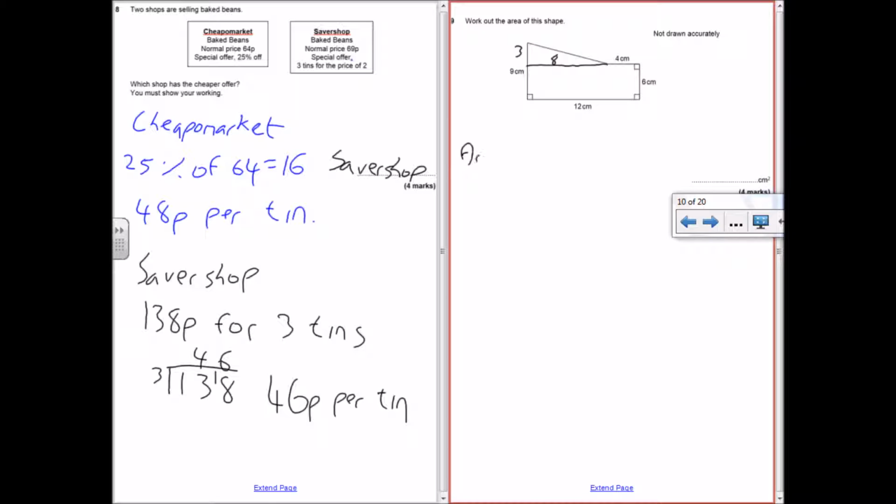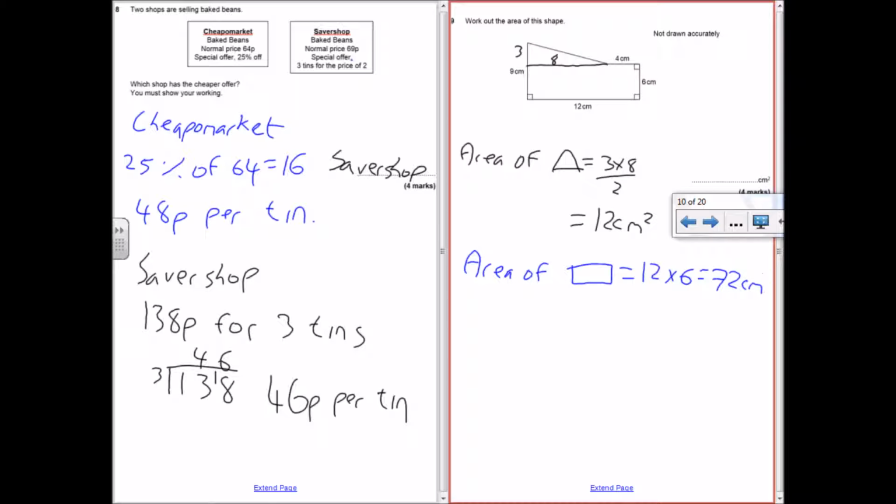Therefore, the area of the triangle, base times height divided by 2, 3 times 8 divided by 2, which is 12 centimeters squared. While the area of the rectangle is simply 12 times 6, which is 72 centimeters squared. So the total area is 72 add 12, which is 84 centimeters squared.